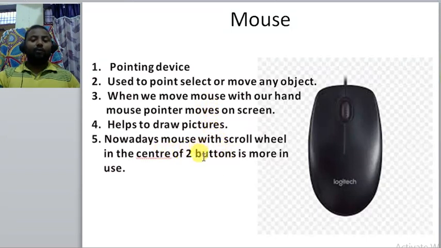Nowadays mouse comes with a scroll wheel. You can see here the scroll wheel in between the two buttons, and it is used to scroll, for zooming or just for moving your page. So the scroll wheel is also there, and it is the most popular mouse nowadays.